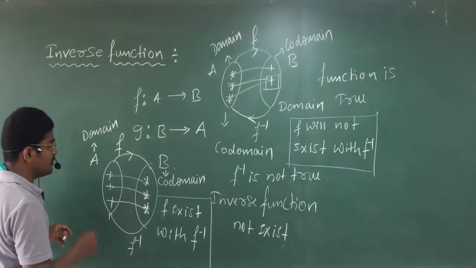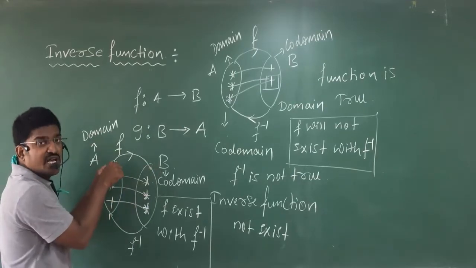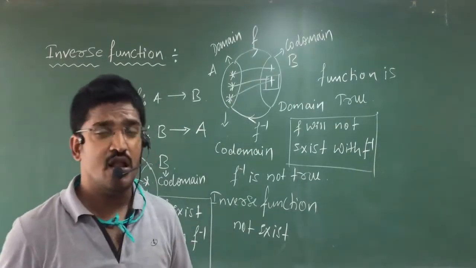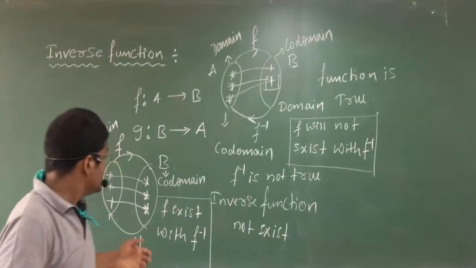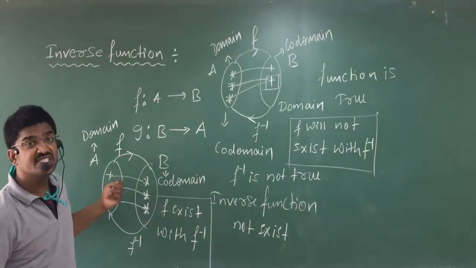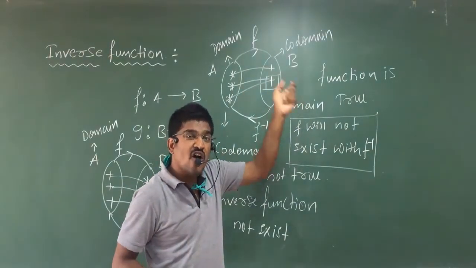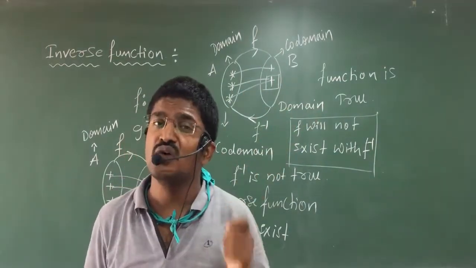Clear? Because in both the paths, that is from A to B and B to A, are you getting my point? From A to B, it is a function. From B to A, it is an inverse function. Are you clear? That means in this case, F exists with F inverse. In this case, F will not exist with F inverse.